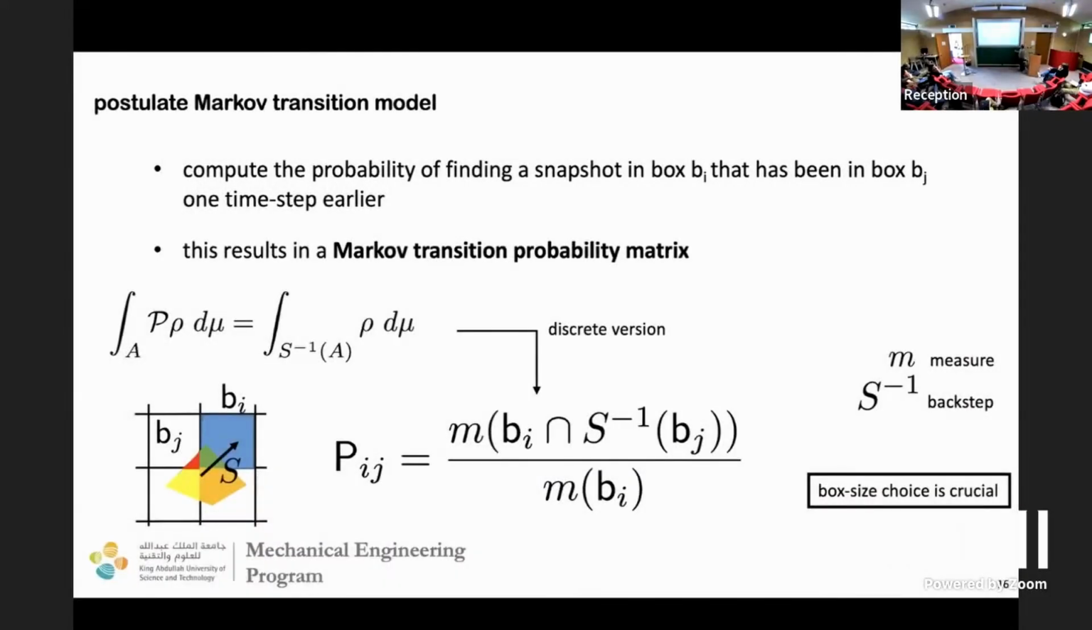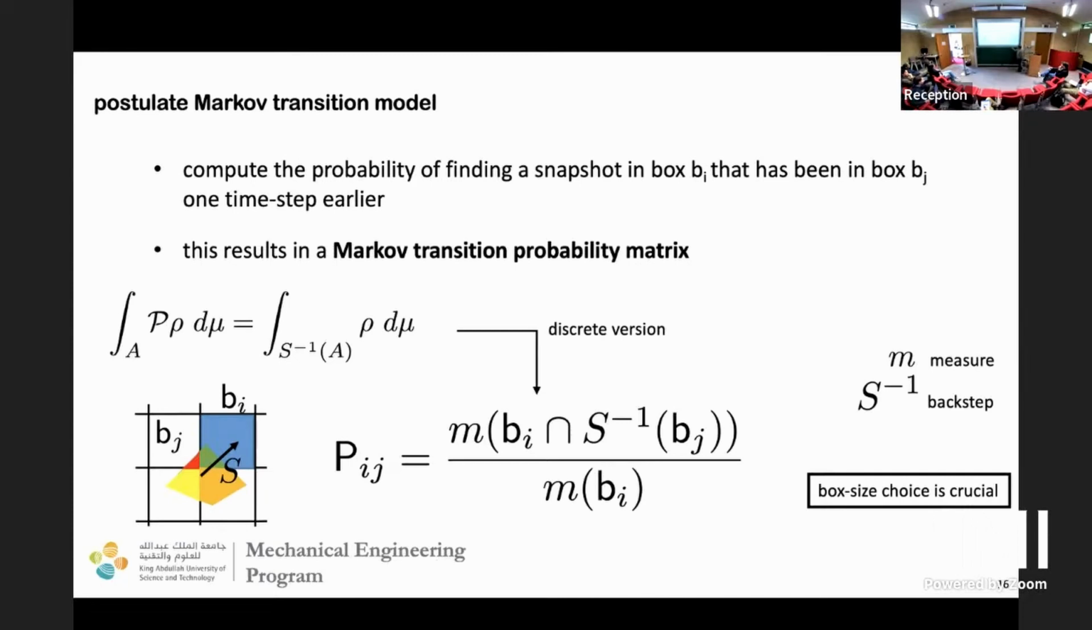And now we need to somehow make it more practical. And the way we do that is we compute the probability of finding a snapshot in box Bi that has been in box Bj one time step earlier. Okay, that's the S minus 1. So this is more or less doing a finite volume discretization where we go over the face of a finite volume with a flux function. If you do a Roe flux, for example, that's exactly what you do, or WENO. So here we have it.